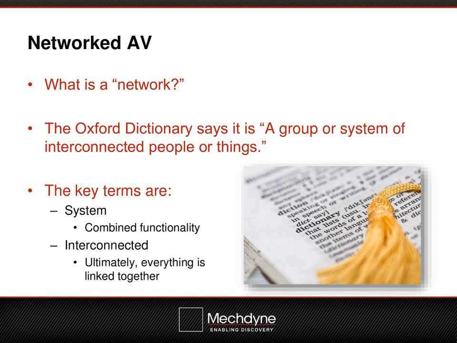A little definitions to start with here. So what is a network? The Oxford Dictionary says a network is a group or system of interconnected people or things. So you're going to find a couple of key terms there. The first term is system. The system kind of implies that there's a combined amount of functionality to everything that's connected together. So they're working together toward a singular end. And interconnected, ultimately everything is connected or linked together in some way.